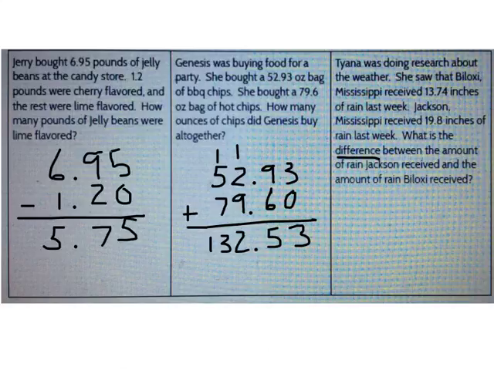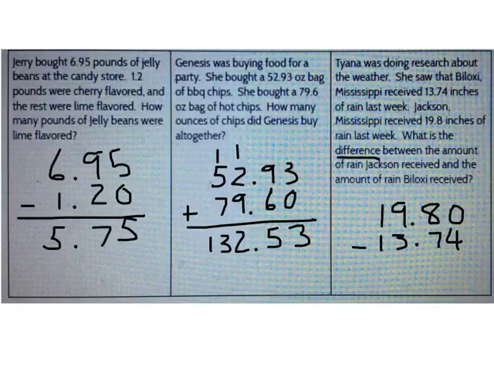What operation do I need to use to solve this problem? I need to subtract. I'm finding a difference. Go ahead and subtract 19 8/10 minus 13 74/100 now. The answer is 6 6/100 inches.